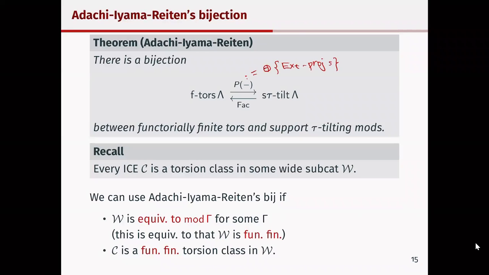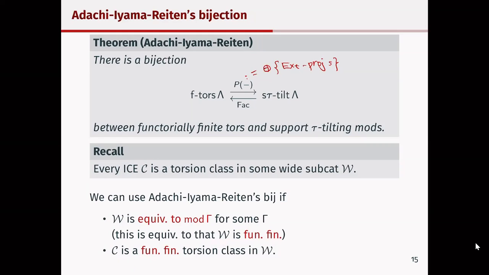Recall from the previous part that every ICE closed subcategory is a torsion class in some wide subcategory W. So we can use Adachi-Iyama-Reiten's bijection to study ICE closed subcategories if the following two conditions are satisfied. The first condition is that this wide subcategory is equivalent to some module category mod gamma for some other finite dimensional algebra gamma. And this condition is known to be equivalent to W being a functorially finite wide subcategory of mod lambda.